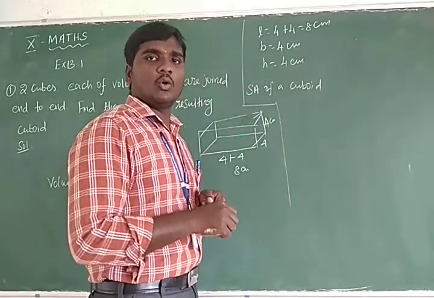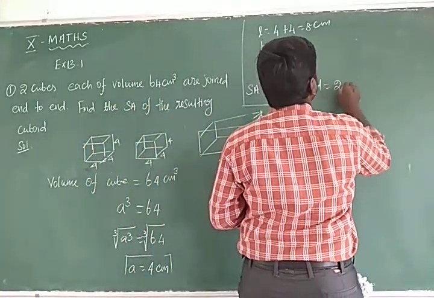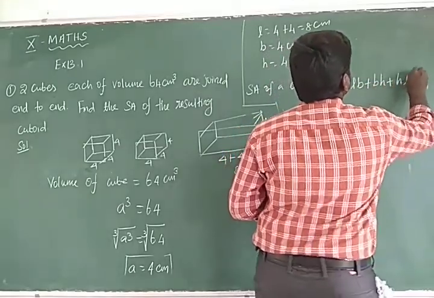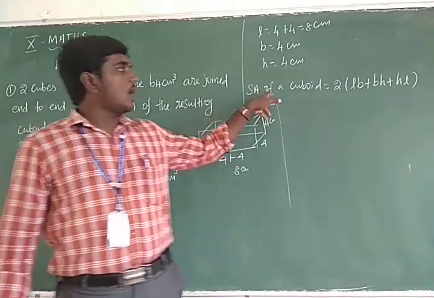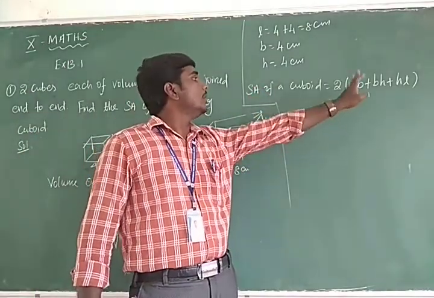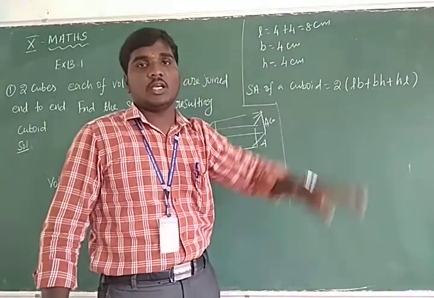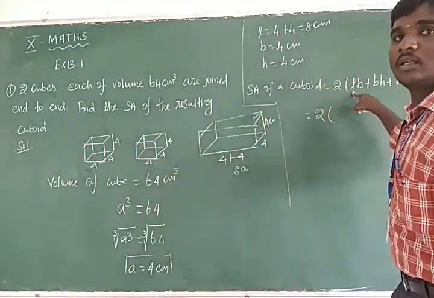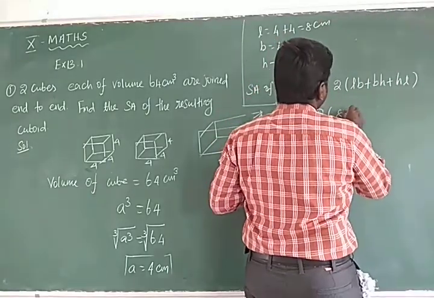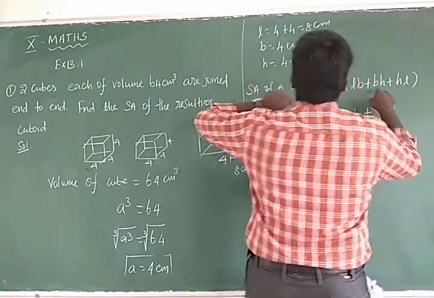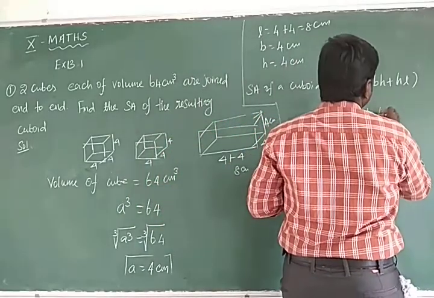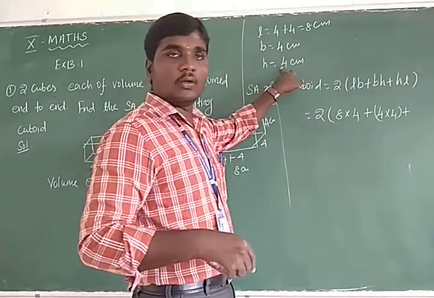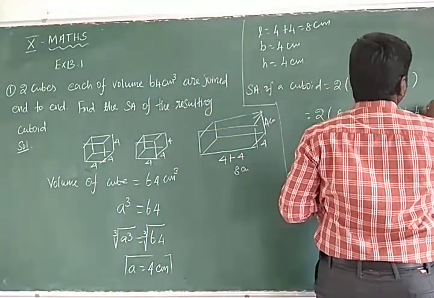So the total surface area, that is the surface area of a cuboid. Surface area of a cuboid is equal to 2 into LB plus BH plus HL. Okay, then substitute the values. L value 8, so 8 into B value 4, plus B into H, 4 into 4. Then H into L, H value 4, L value 8, so 4 into 8.